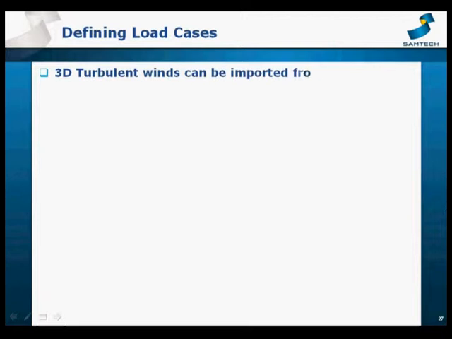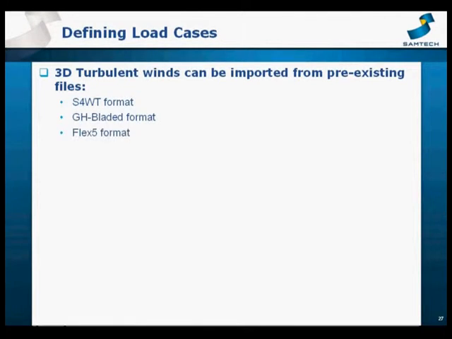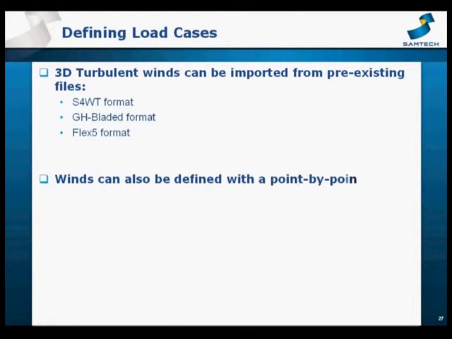3D turbulent wind fields can be defined via external files. We have our own file format, which is fairly easy to reproduce, so connecting any wind generator to our solution is equally easy. In fact, interfaces for GH-bladed and Flex 5 wind files already exist. Wind without turbulence can also be input via point-by-point or analytical definitions.